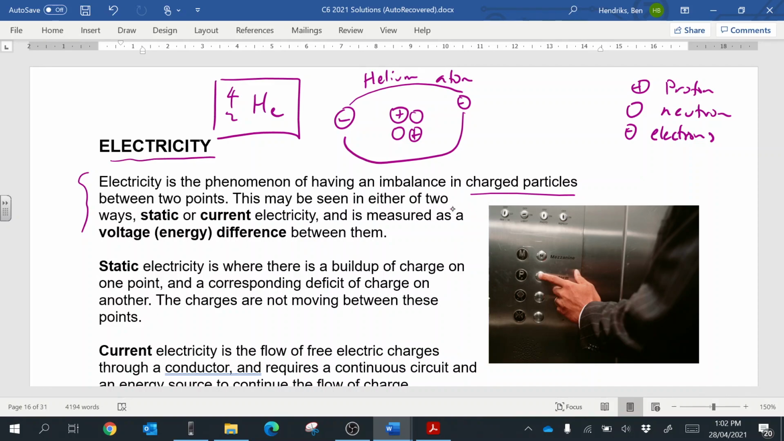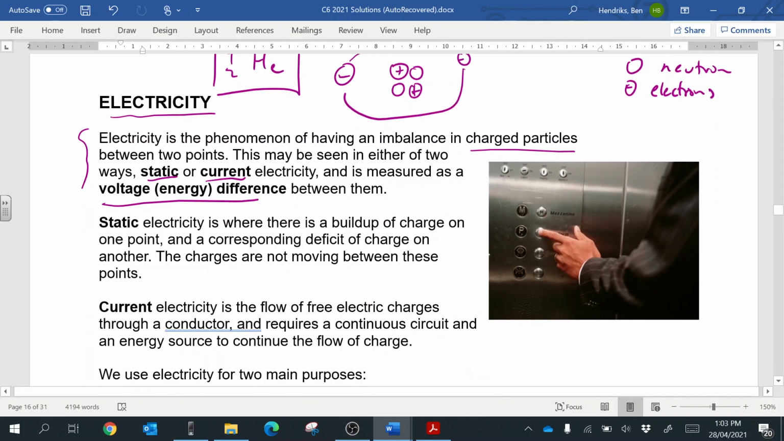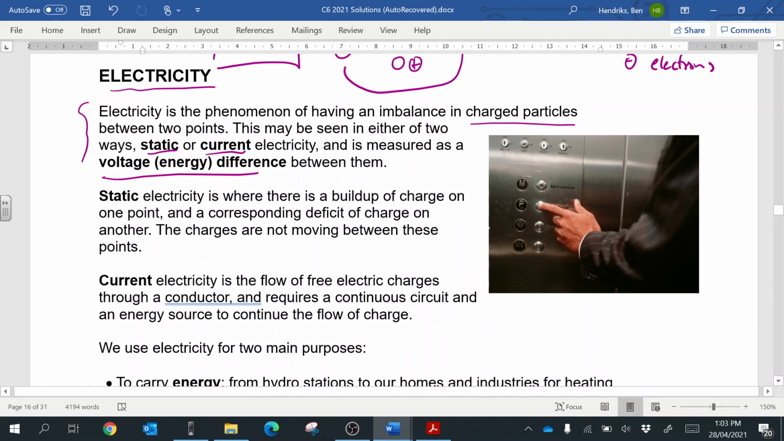This may be seen in two ways: static or current electricity, and is measured as voltage or the energy difference between them. Static electricity is where we have a build-up of charge on one point and a corresponding deficit charge on another. The charges are not moving between these points, and if you ever have an electric shock, that is static electricity.